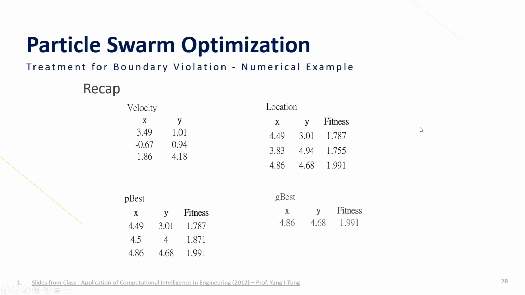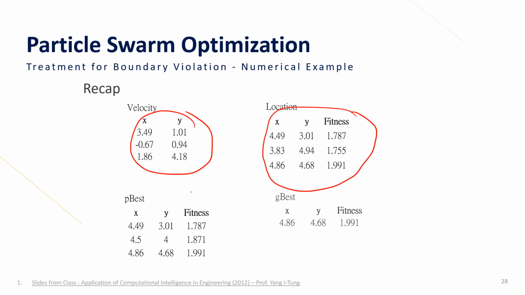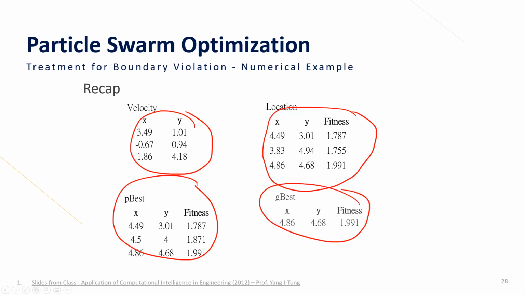Let's see one example on how we can continue this numerical example, and then see if it can represent the velocity damping or boundary checking later. Okay, first recap. We are in the second iteration, and we have this velocity, we have this location, okay, and this is the p best, and then this is the global best that we have.